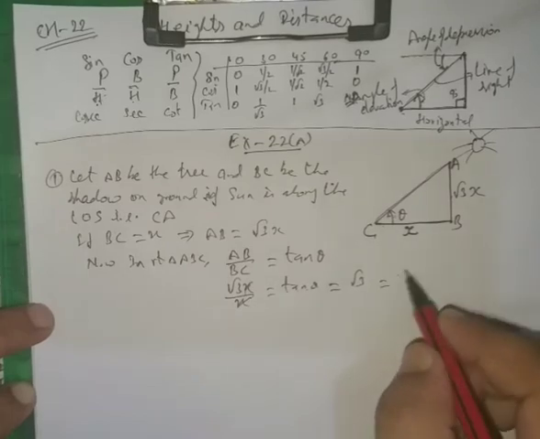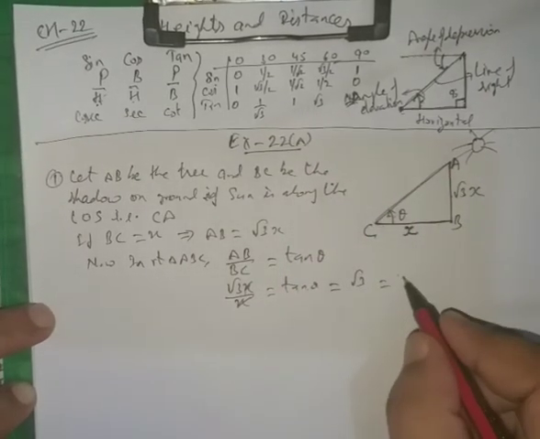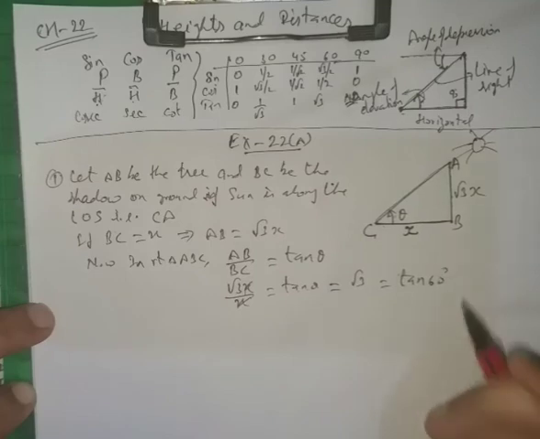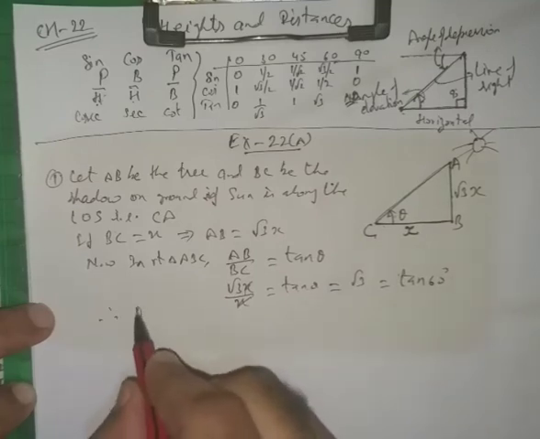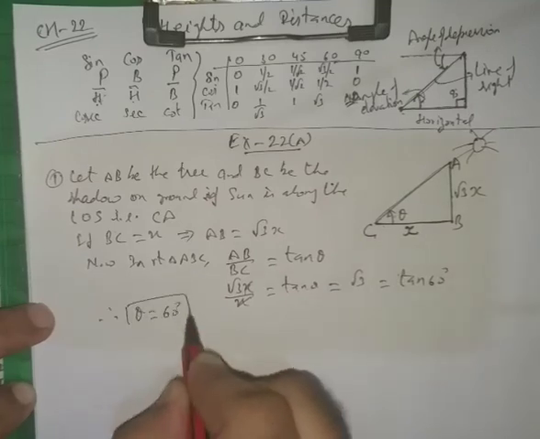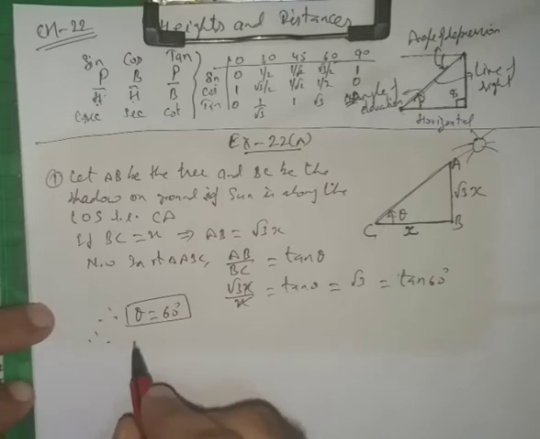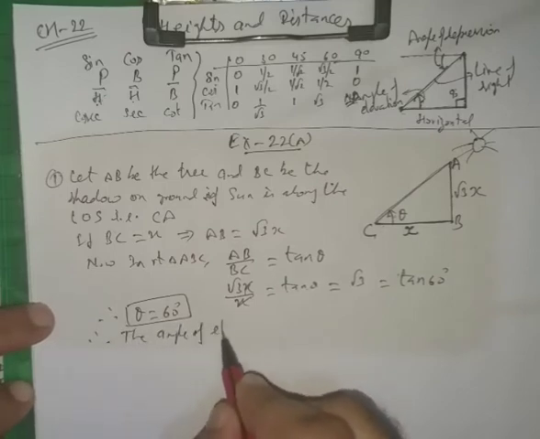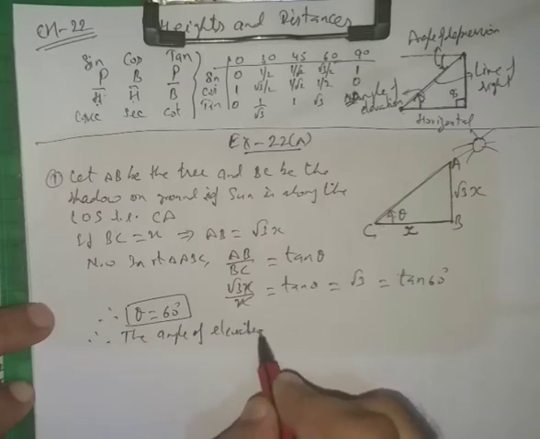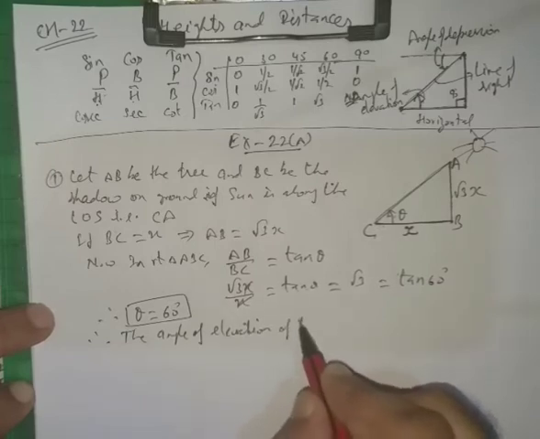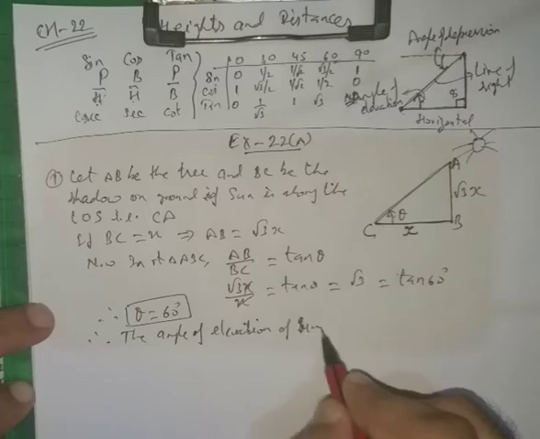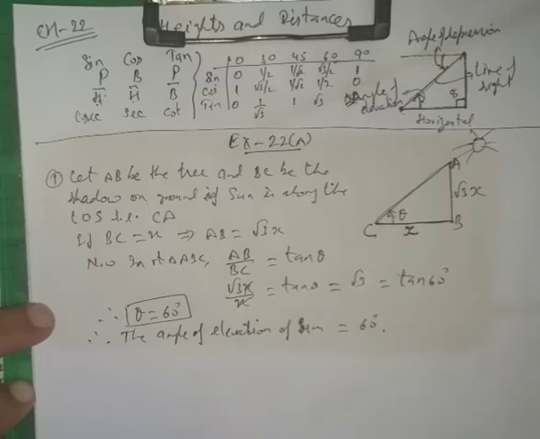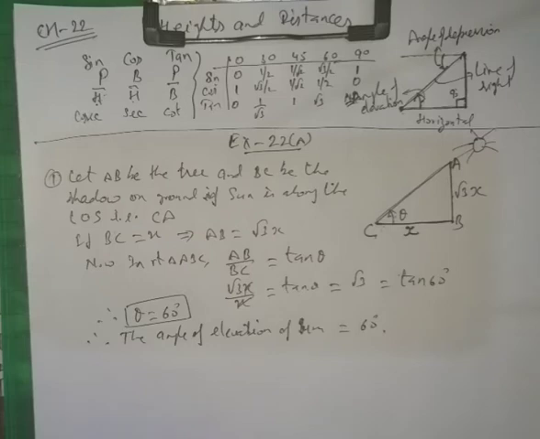and from this table, root 3 will be at tan 60. So therefore we will say that theta is equal to 60 degrees, means the angle of elevation of the sun is equal to 60 degrees. So in this way we can solve the questions.